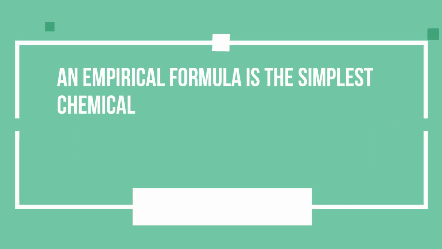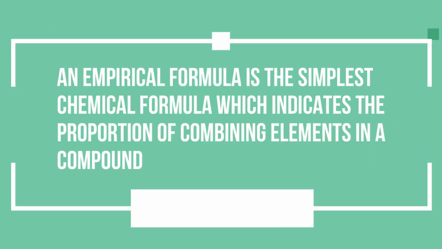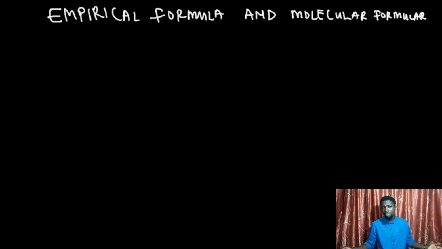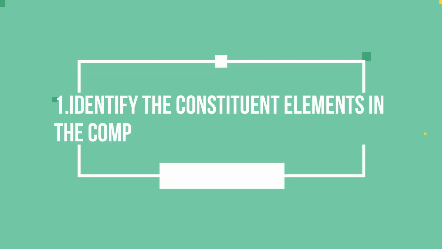So, what is an empirical formula? An empirical formula is the simplest chemical formula of a substance which indicates the proportion of combining elements in that substance. It does not give the actual number, it simply describes the proportion. Now, there are four basic rules that when you apply, you would be able to solve most empirical formula questions. Let's get into them. The first rule is this: identify the constituent elements in the compound.